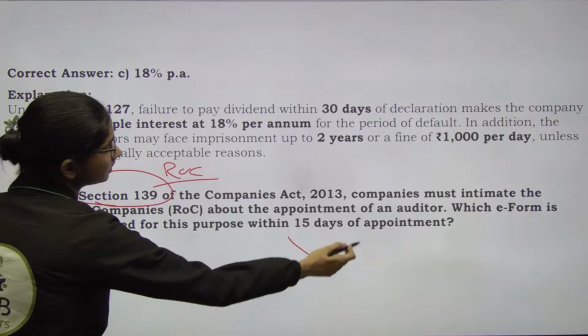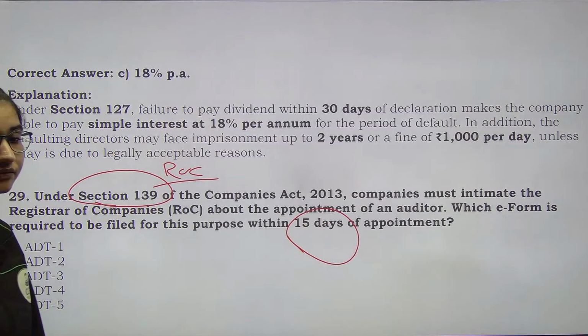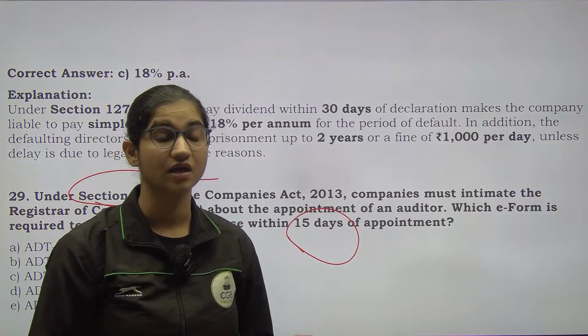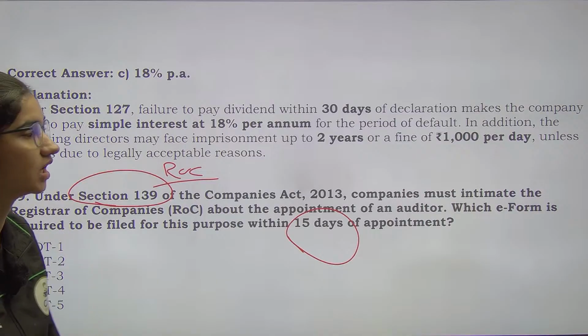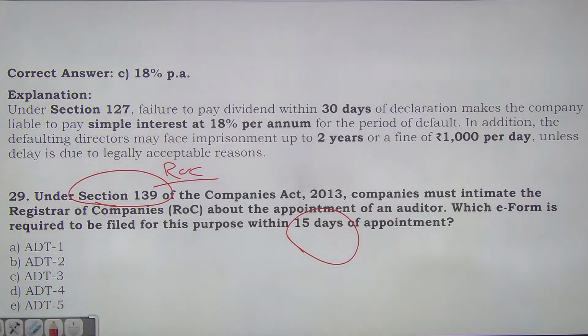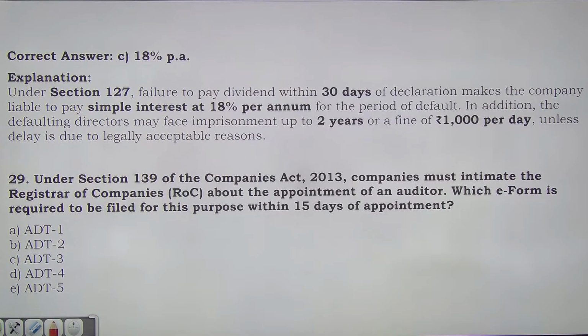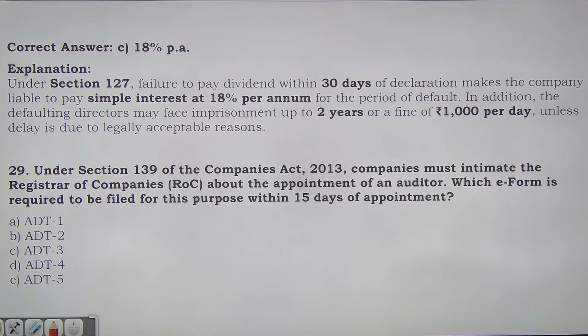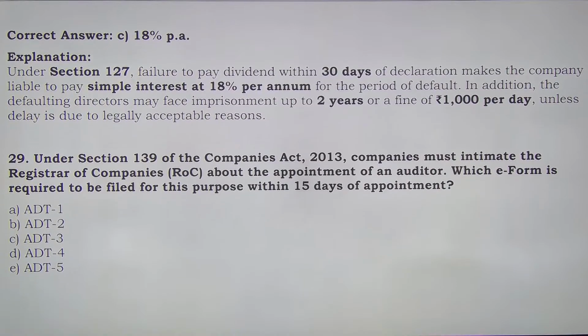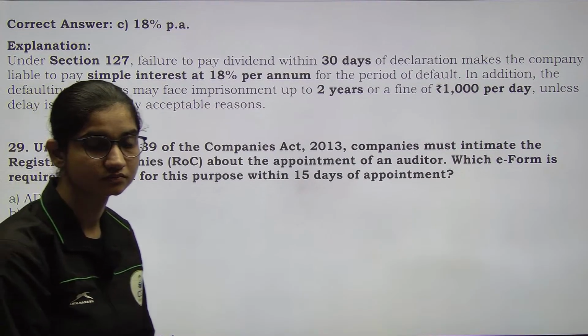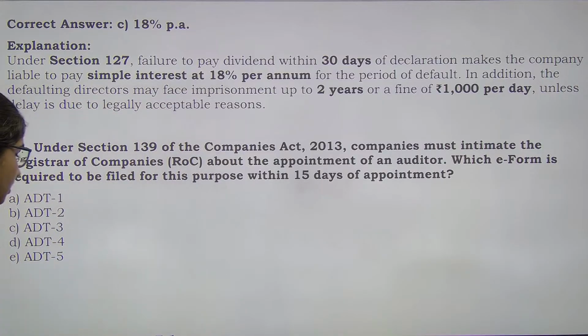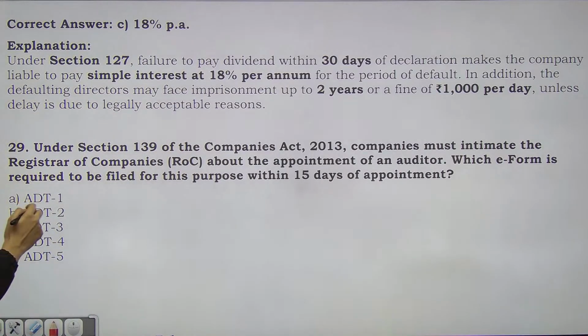So once the auditor has been appointed, the companies have to inform to whom? To the ROC. In how many days? In 15 days in a form number, and the question is trying to ask you which form number is going to be used here. So please answer it. Okay, so the answer here is ADT 1. So in ADT 1 the company will inform.